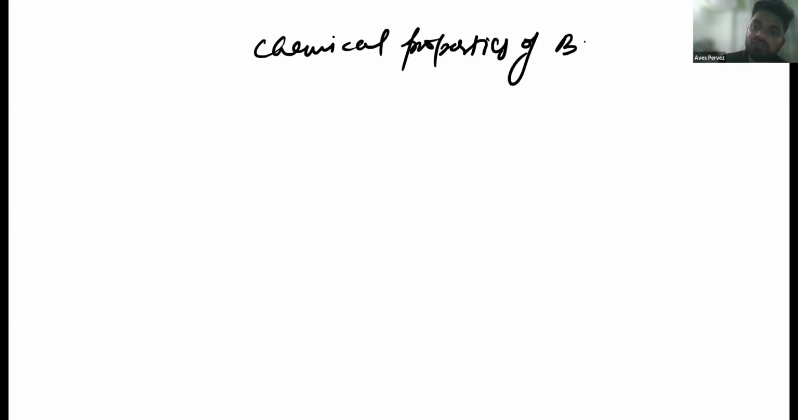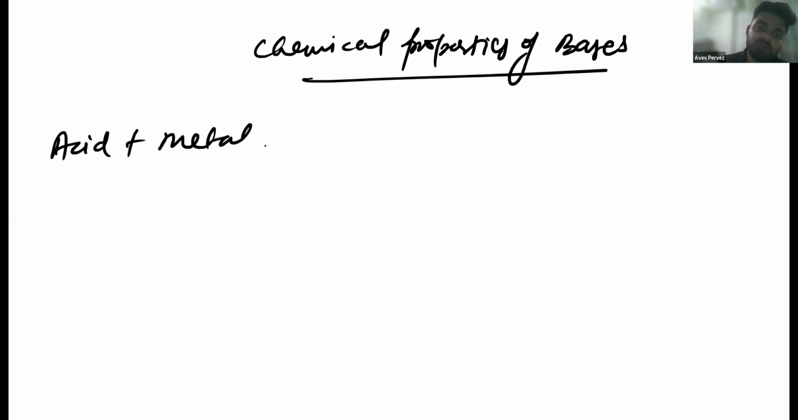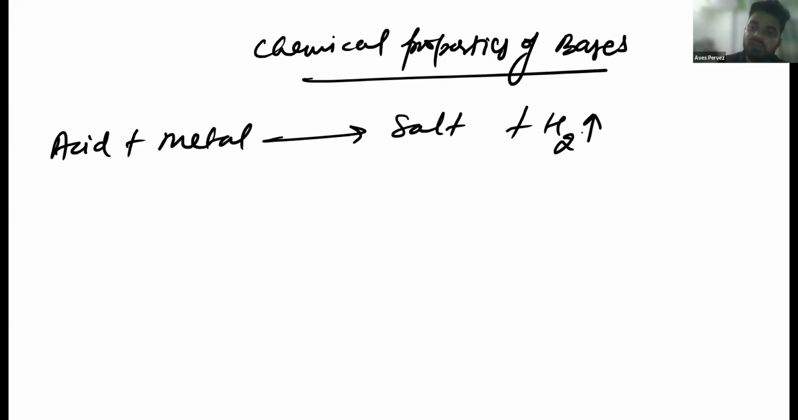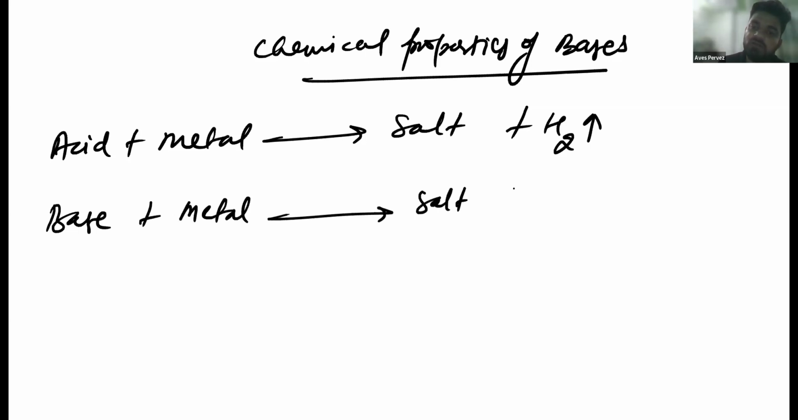Okay, let's first discuss the chemical properties of bases. Then we're going to discuss this one. I'm going to compare it with the acid also. You know that acids, when they react with metals, give you salt plus hydrogen gas. Similarly, bases when they react with metals also give you salt plus hydrogen gas.